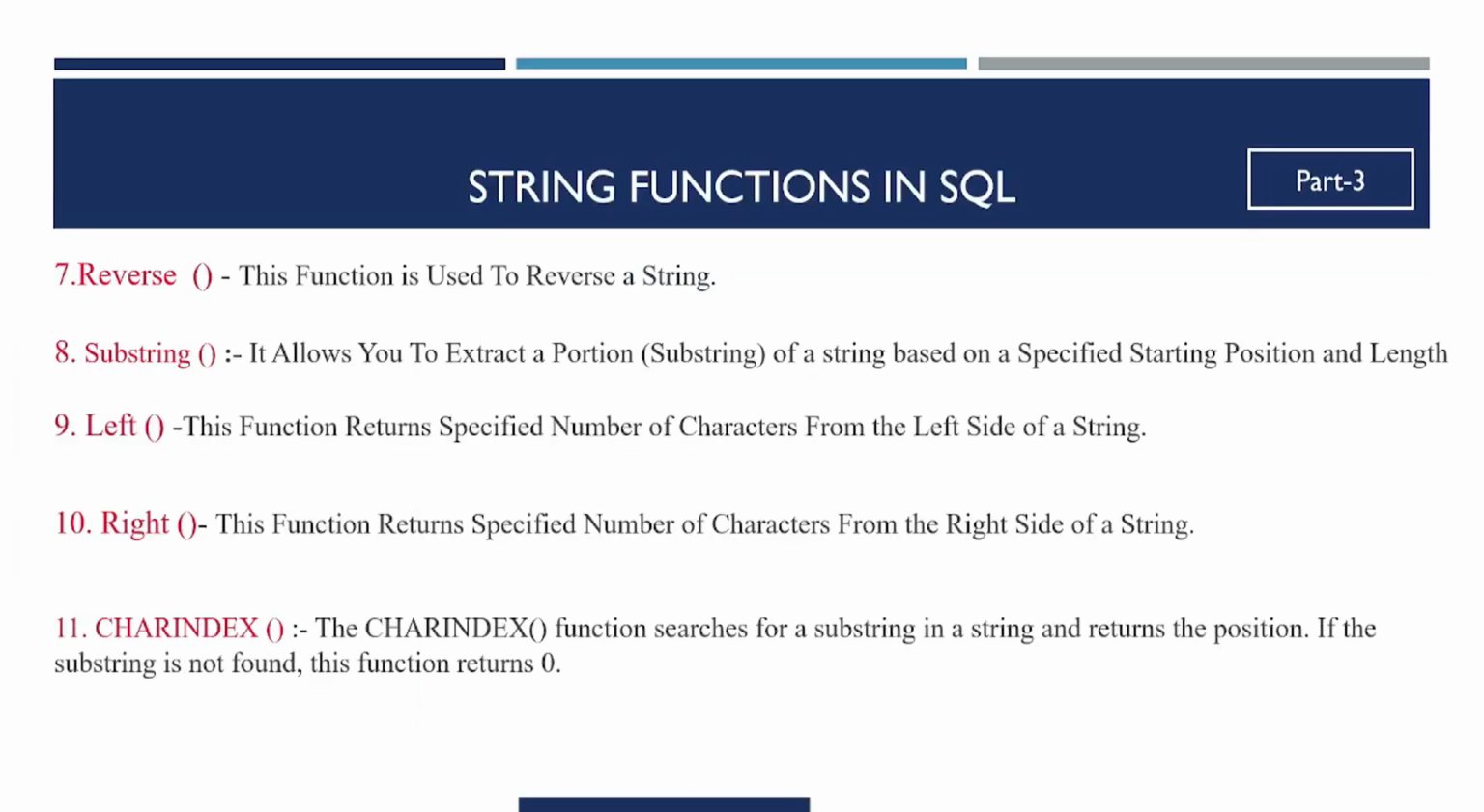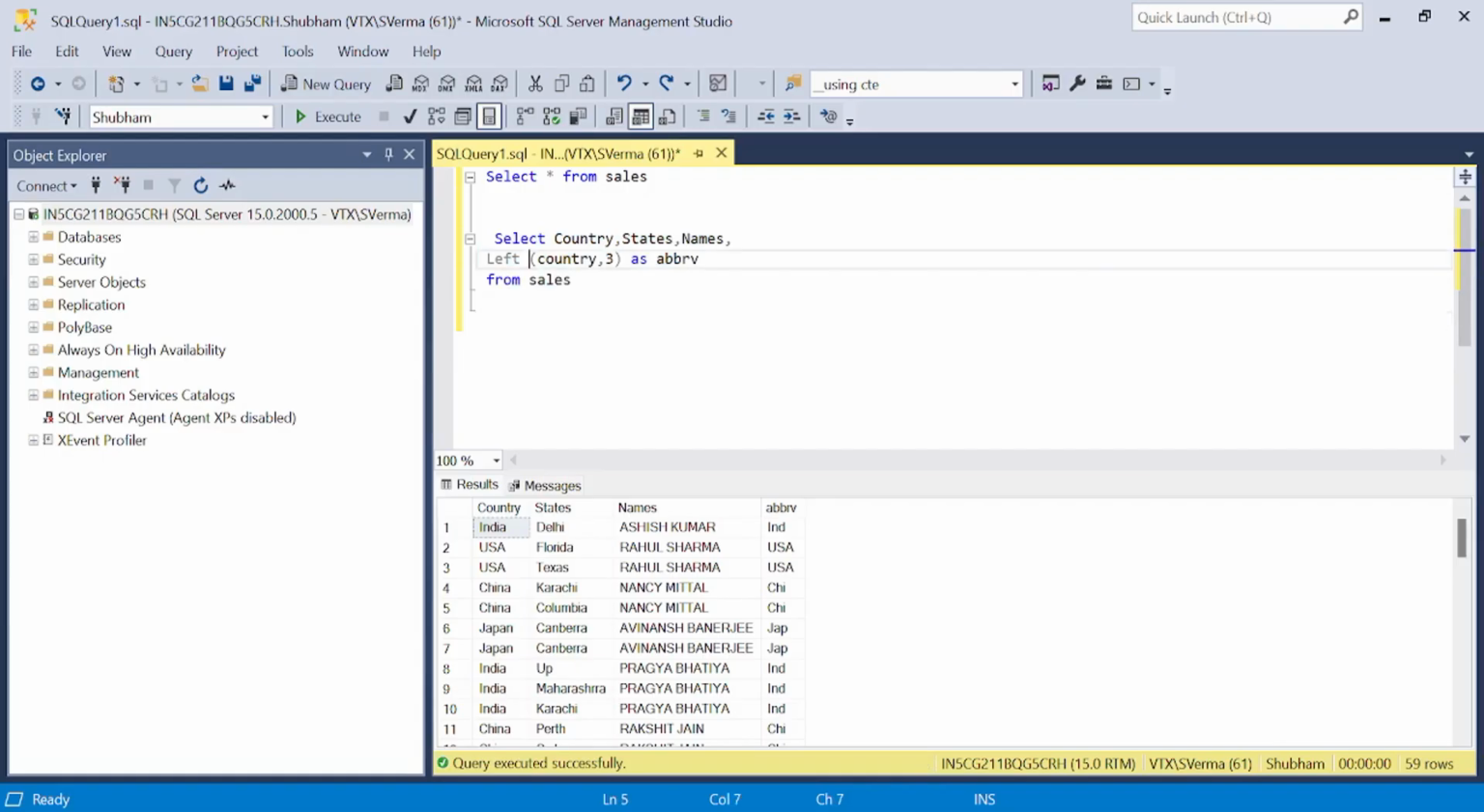Our next function name is CHARINDEX, which stands for character index. This function searches for a substring in a string and returns the position. If the substring is not found, this function returns 0. It will tell you the position of the character which you want to find in your column or string. So let's try this CHARINDEX function in SQL. Let me quickly change the function here. Let's say CHARINDEX. And now let me remove the number from here.